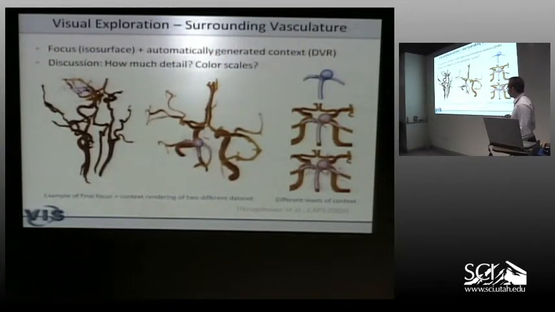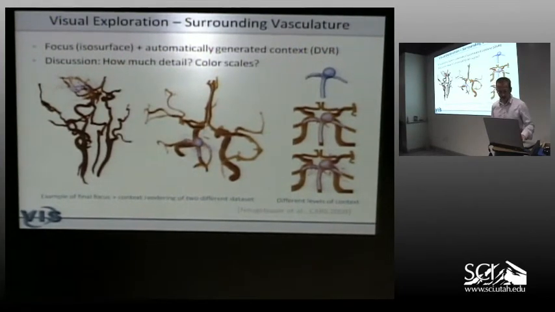We also had a lot of discussions about how much context is necessary to understand. Just the aneurysm is obviously not enough. This, however, is already too much. This was considered a very good trade-off: a little bit of context of the inflow and outflow region. And this could be done really automatically, even for data from different scanners and hospitals, so it was quite robust.